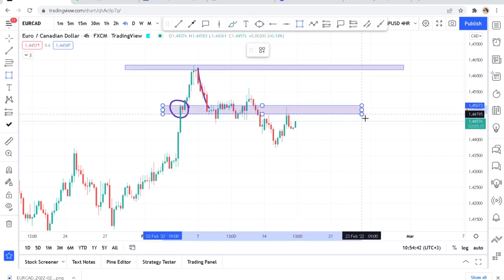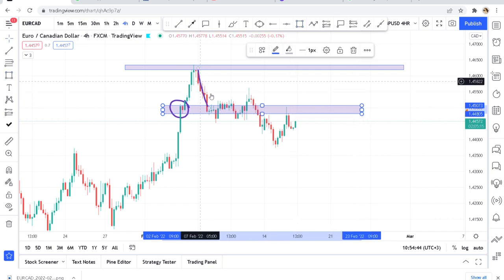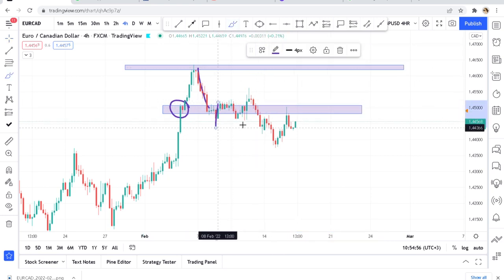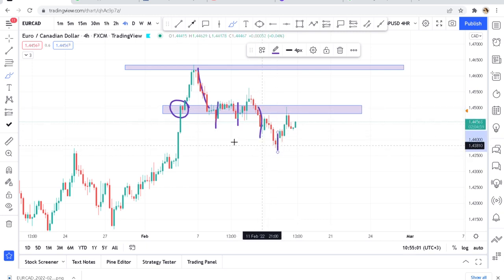And now what happens with the bullish flag pattern is it starts to make lower lows and lower highs. So you can see this low will be broken. It has been broken here, here, here, and here. All this market is trying to do is change the narrative that this market was an upward trend.